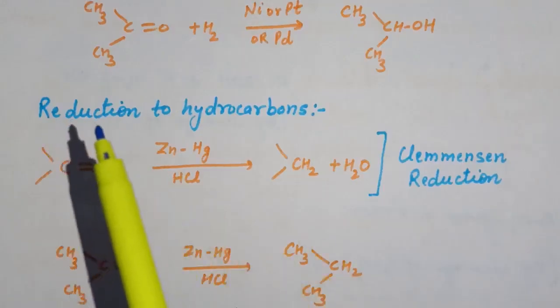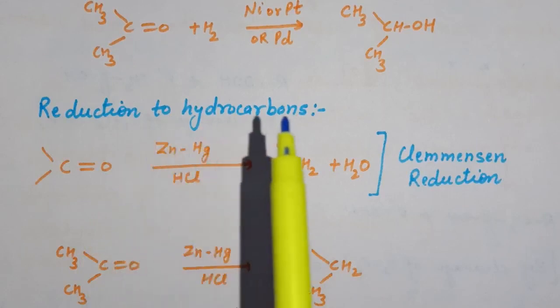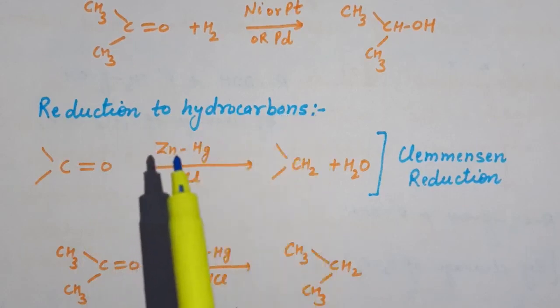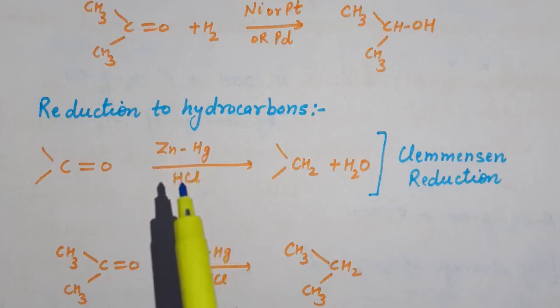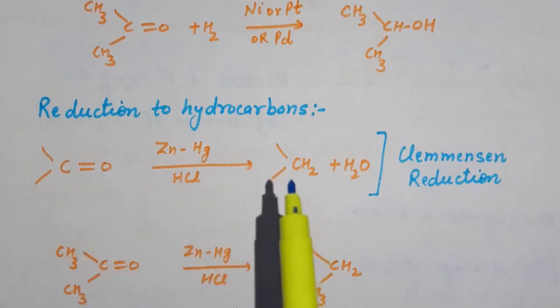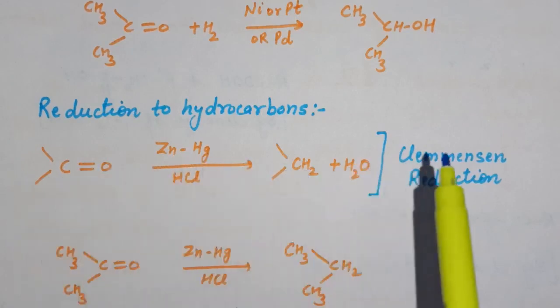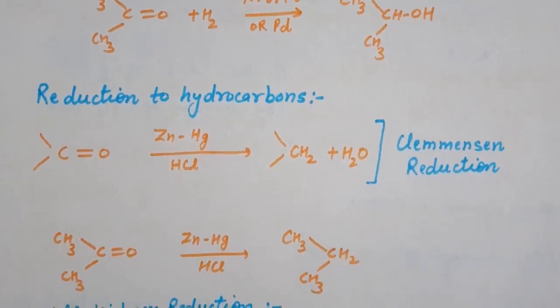Next is reduction to hydrocarbons. Aldehydes and ketones are reduced to hydrocarbons in presence of zinc amalgam and HCl. So this C double bond O, this carbonyl group, is reduced to CH2, and this reaction is known as Clemmensen reduction reaction. So here one example is written.